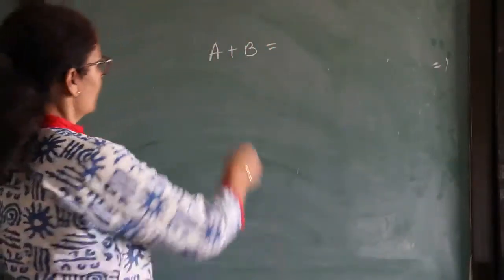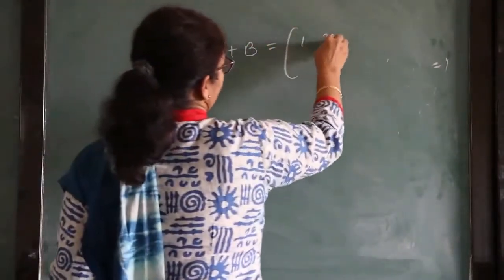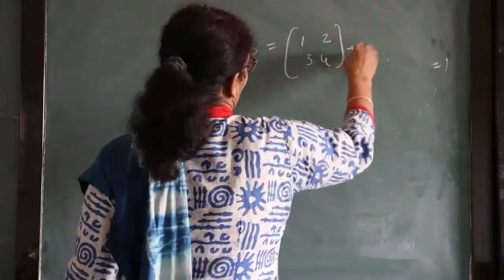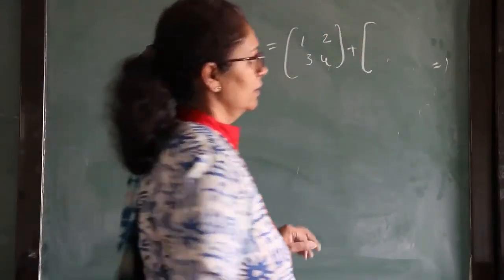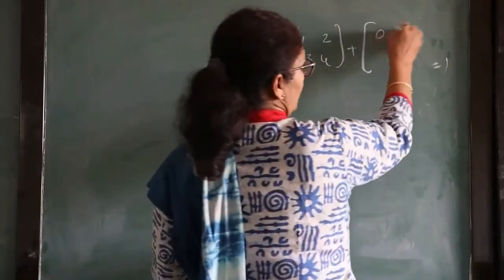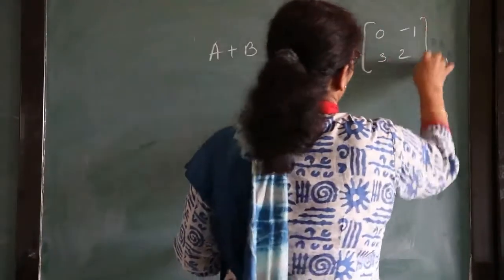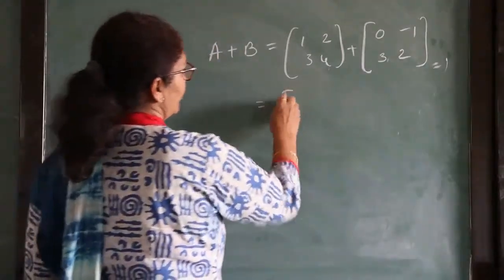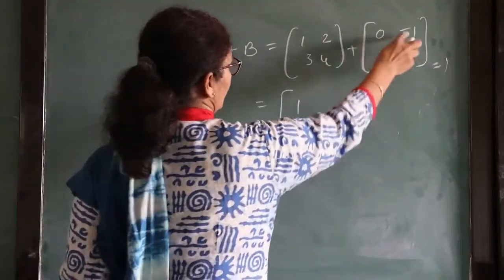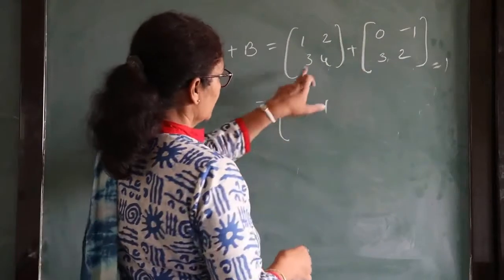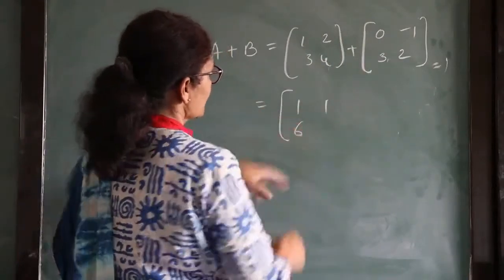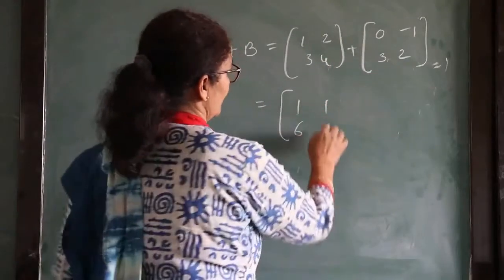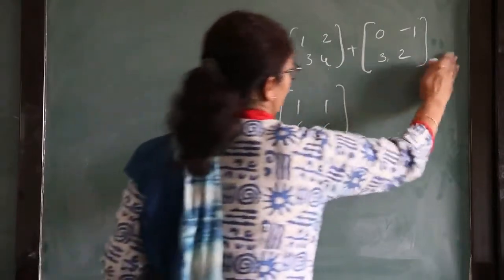First A is 1, 2, 3, 4. And B will be, we have 0, minus 1, 3, 2. So let's add it. 1 plus 0 will be 1, 2 plus minus 1, again 1, 3 plus 3 will be 6, and 4 plus 2 will be 6 again.